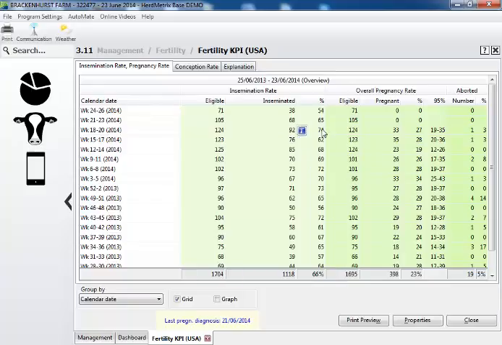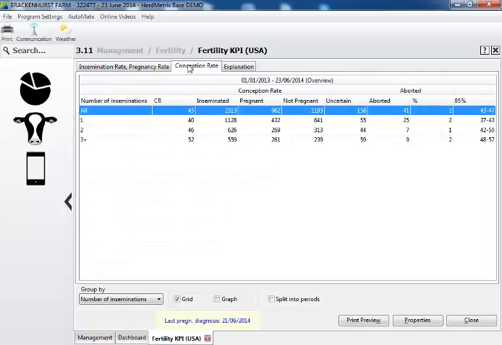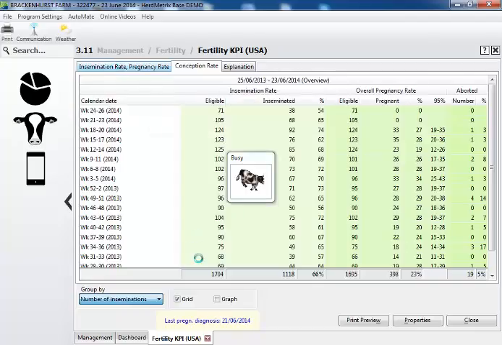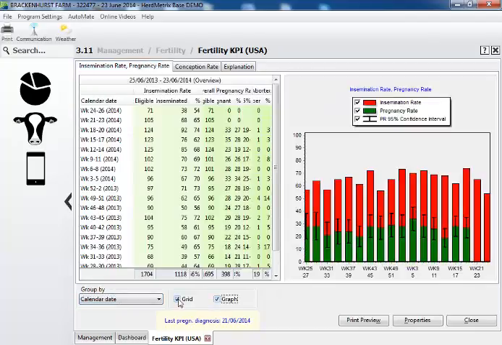So this means I can look at my insemination rate over this period, which was 66%, and I can also look at my pregnancy rate, which is 23%. In addition to this, we can look at the conception rates, and we're also able to break this down, for example, by the bull, the sire, and the day of the week. We can also look at this information graphically.